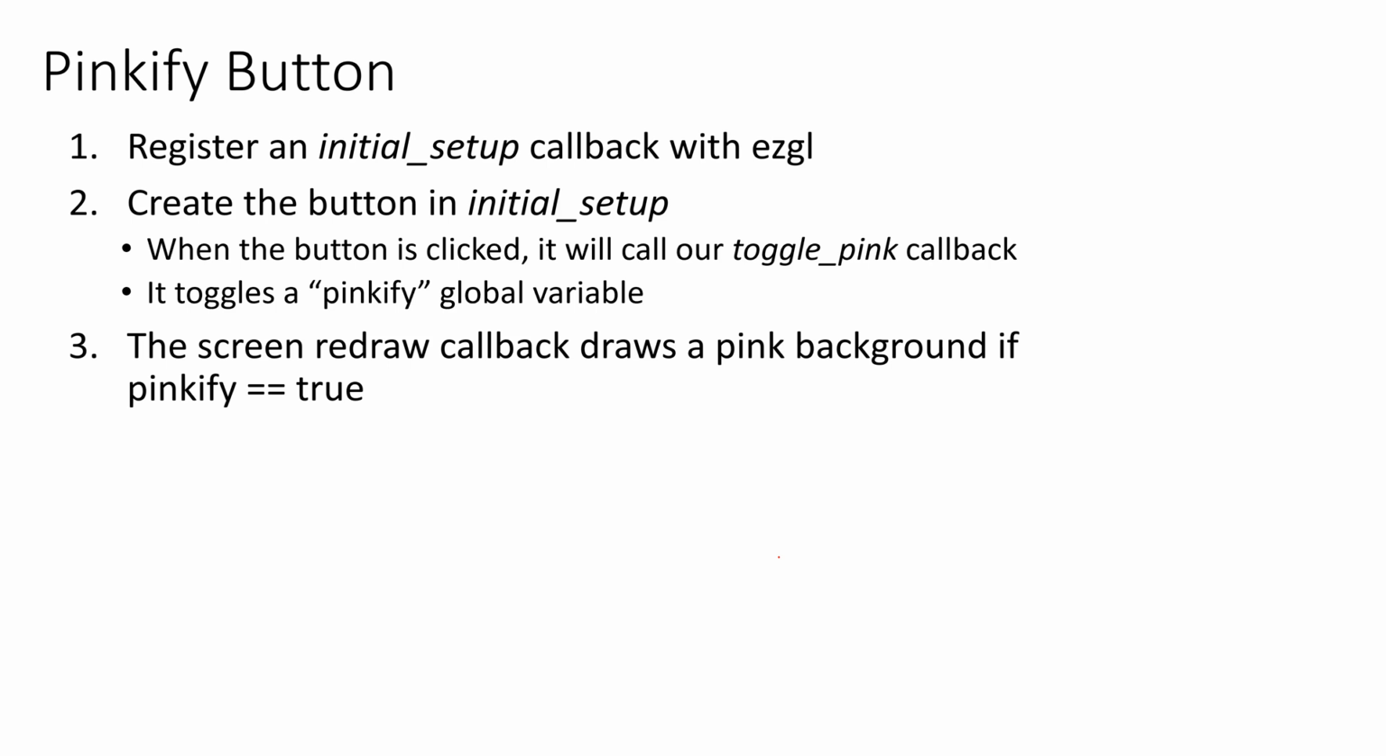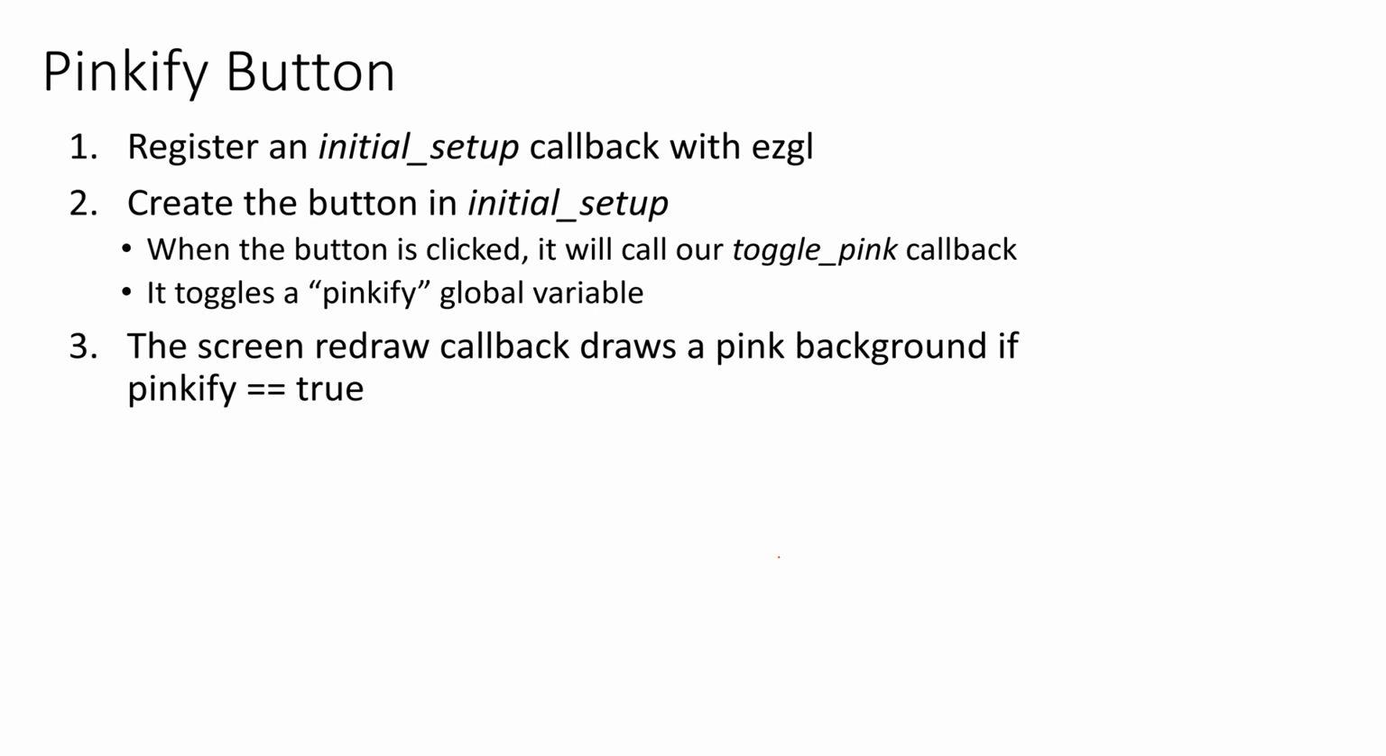Okay, so everything I've shown you so far is how to draw in that main graphics area. But you're going to wind up having to add some what are called widgets, things that people can interact with, buttons and so on. So the simplest thing you can add is a button that you can click on, and when you click on it, it calls some callback, which will do whatever you want. I'm going to make a simple button called Pinkify, which is going to draw a pink background, okay?